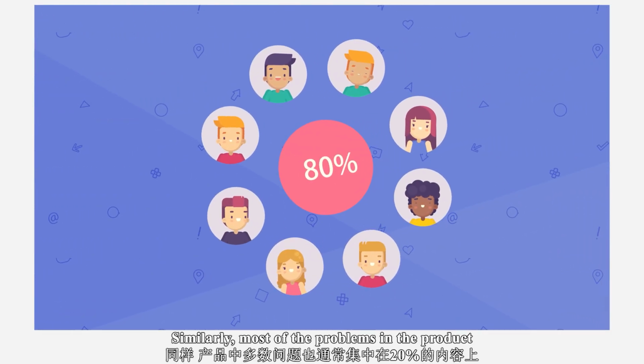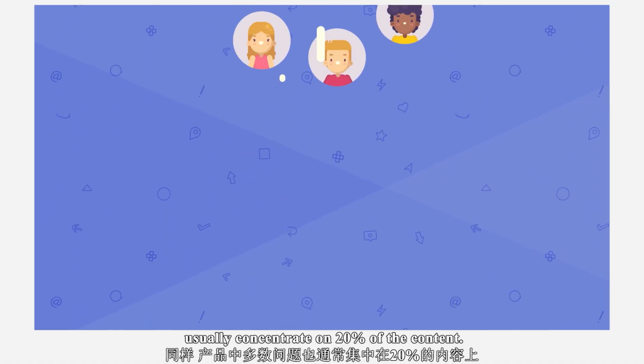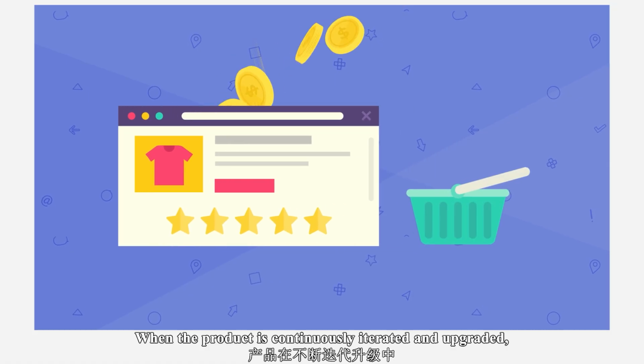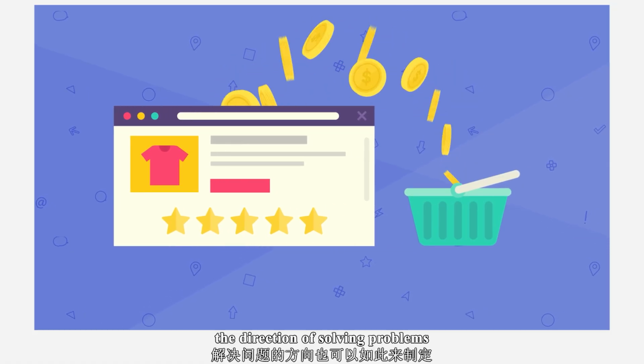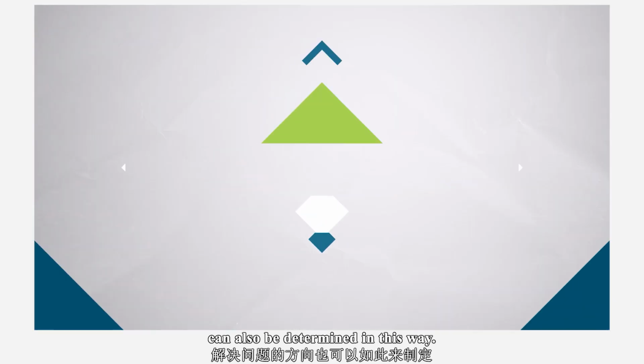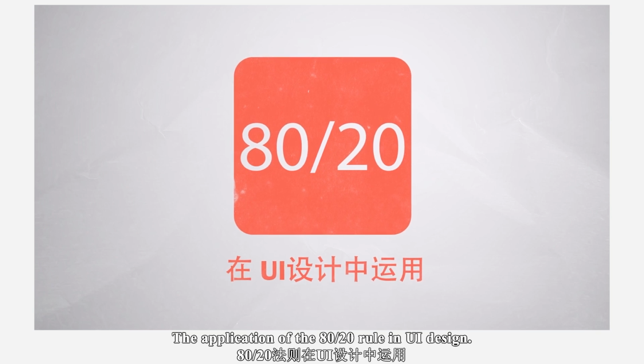Similarly, most of the problems in the product usually concentrate on 20% of the content. When the product is continuously iterated and upgraded, the direction of solving problems can also be determined in this way. The application of the 80-20 rule in UI design.